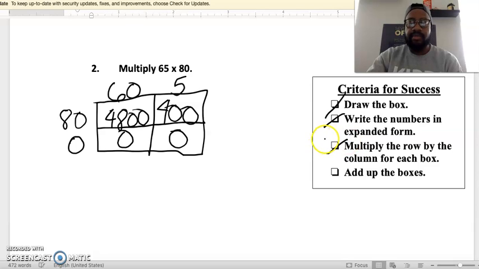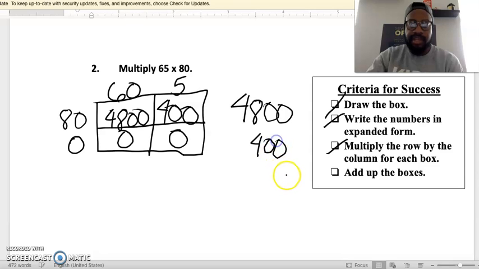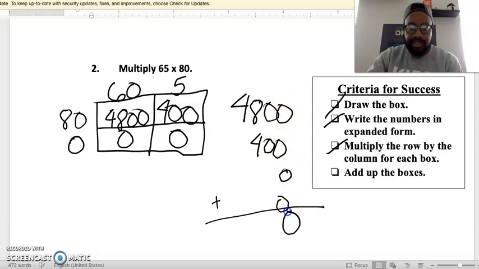Cross out that next step. What's the next step? Add up the boxes. So I'm going to add up 4,800 plus 400 plus 0 plus 0. Add that up. Start in the ones place. 0 plus 0 plus 0 plus 0 is 0.